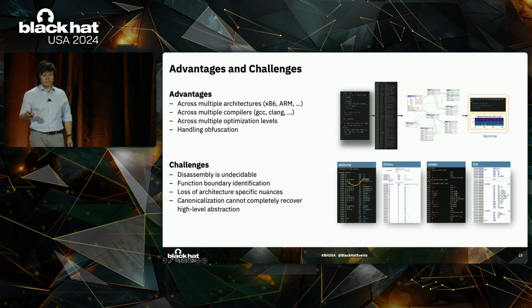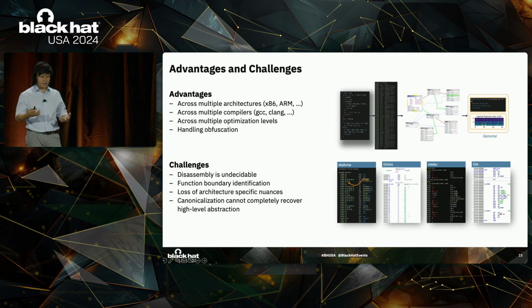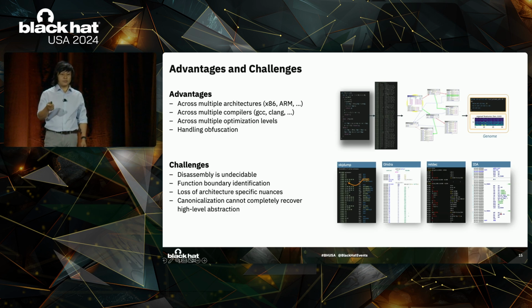But there are also challenges. These come from the classic challenges with any binary analysis. It's generally accepted that disassembly is undecidable. Because of that fact, function boundary recognition can be challenging. Sometimes functions can overlap. And also, since we are moving into the IR, there is a loss of architecture-specific nuances that might be interesting or important to actually capture the gene.